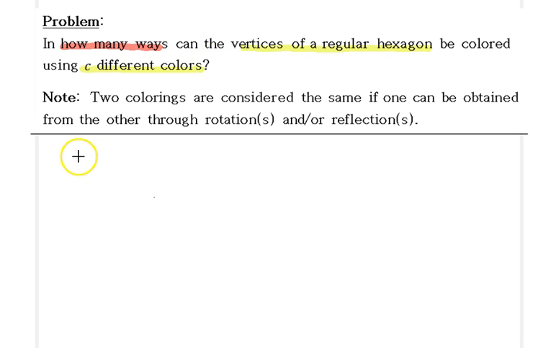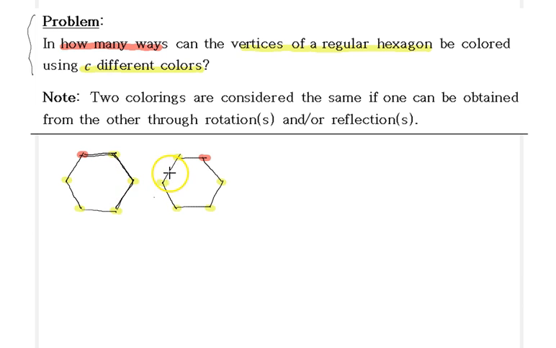Just to give you an idea, consider this hexagon here and another one, and consider these following colorings. The first one has all vertices yellow except this one red, whereas the second coloring has all vertices yellow as well, however another vertex is red. Now these two colorings are actually considered the same for the purposes of our problem.